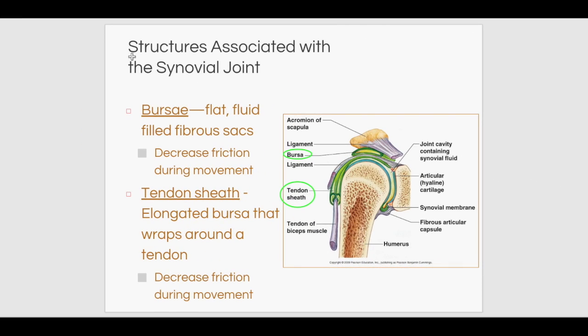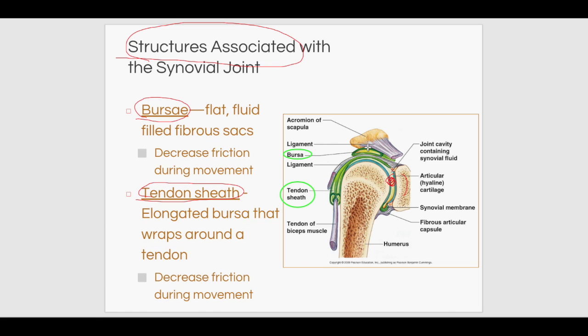The last component of a synovial joint are these structures that are associated with them. They're not directly part of the joint capsule here, such as within the humerus and the glenoid cavity. So this would be our synovial joint, but these are components that are outside of that joint cavity. So we have what's called the bursa as well as the tendon sheath. What these structures will do is add some extra bit of support for surrounding structures around that joint cavity.